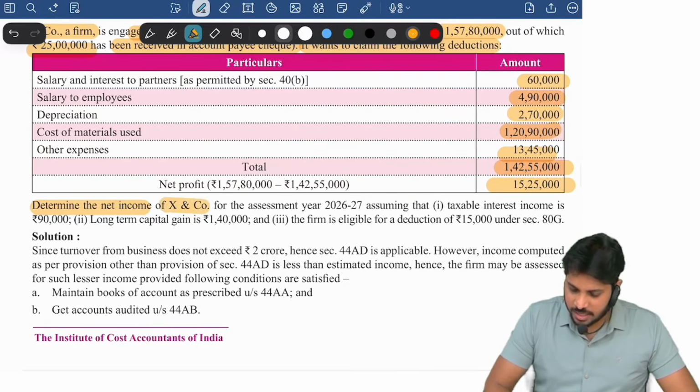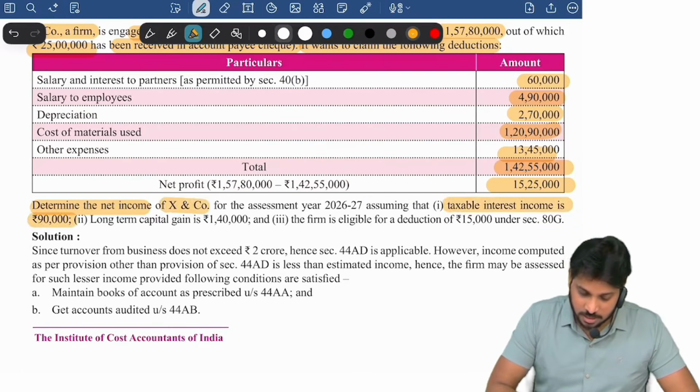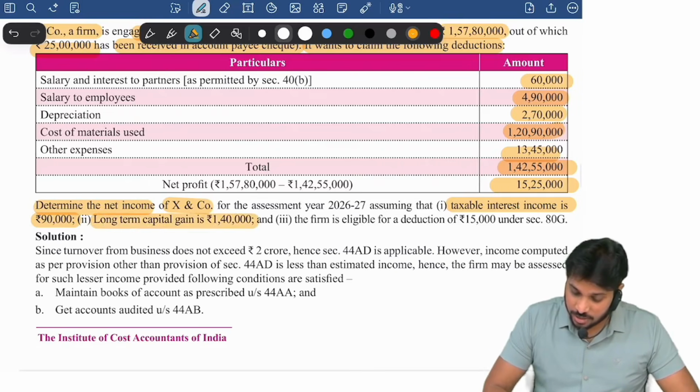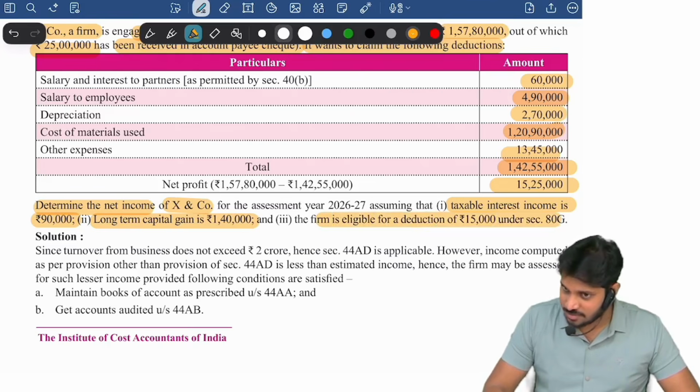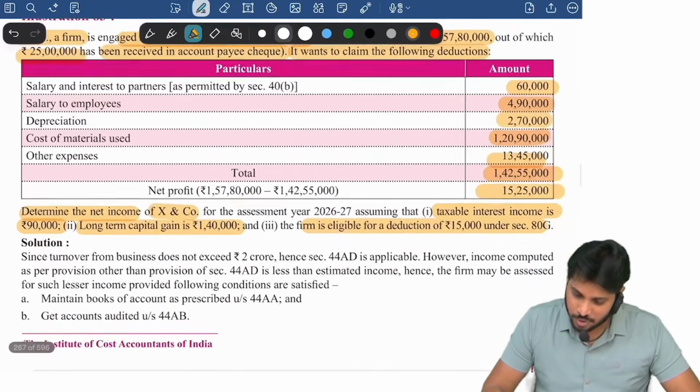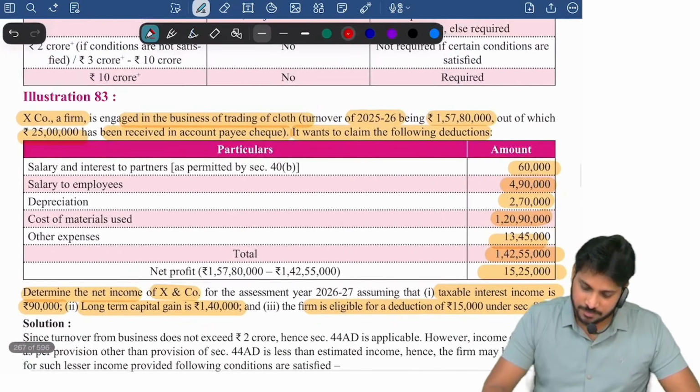Determine the income of the firm assuming the taxable interest income is 90,000. Probably they have other sources income. Long term capital gain 1 lakh 40,000 and the firm is eligible for 15,000 80G deduction. Fine. Presumptive taxation they're asking. There's actually a question below on presumptive taxation. So what is presumptive income?